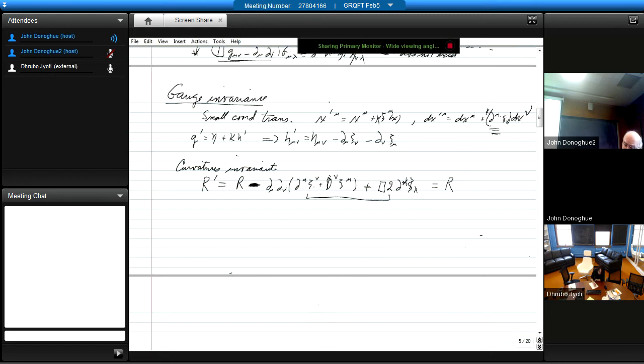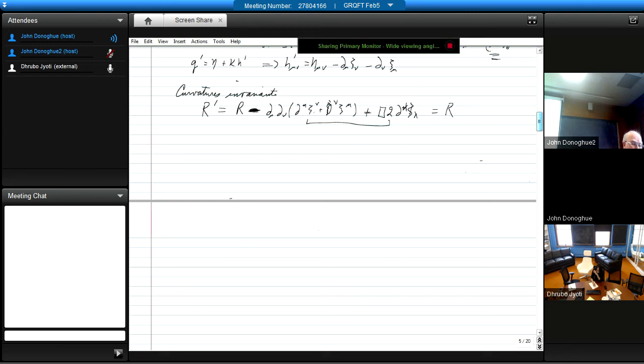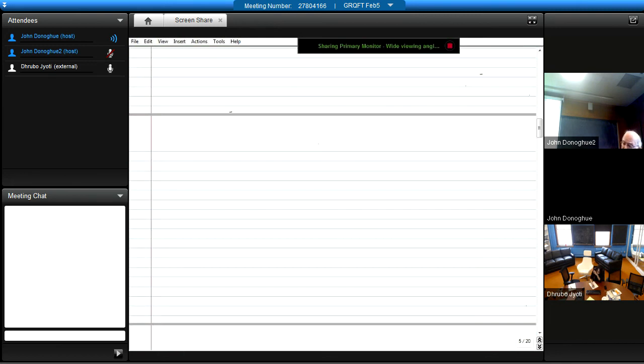Okay, so there's the gauge invariance of all the curvatures. Then we can use this to pick a gauge. Our favorite gauge is going to be harmonic gauge, often called the de Donder gauge.